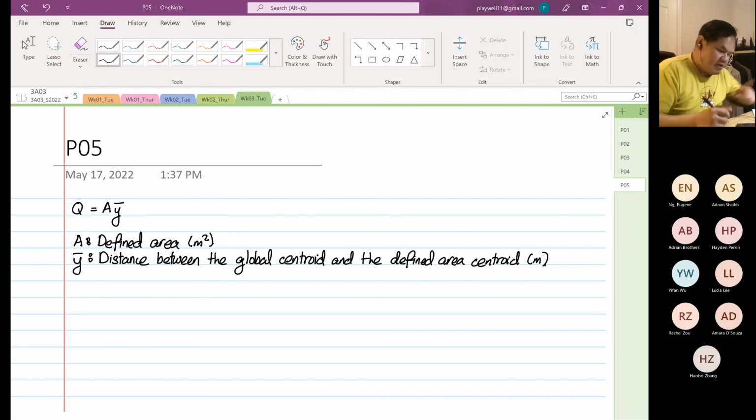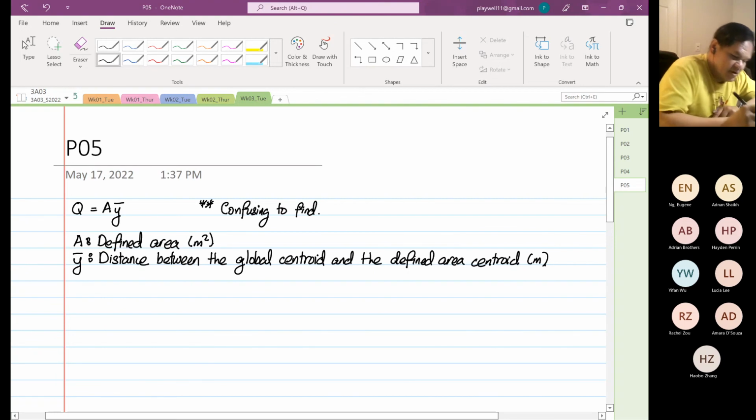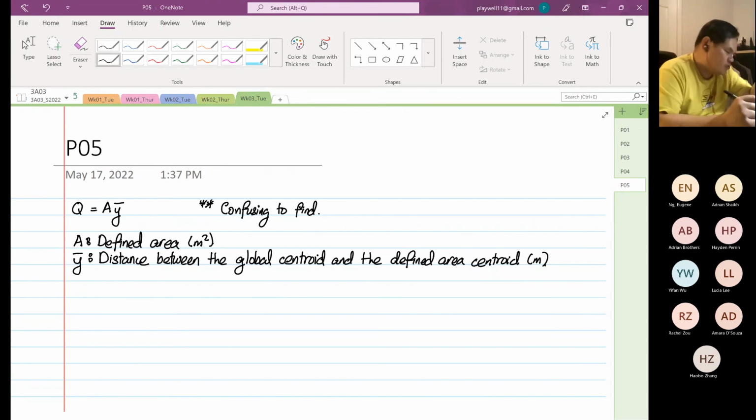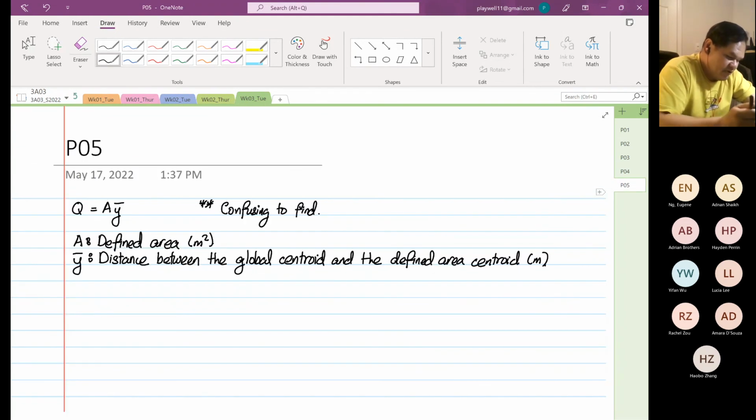The next formula, now I want you all to take note. This is confusing to find, and a lot of times students have problems. It's always the first moment of area. So that's one major formula, which is q is equal to VQ over I, and Q is the first moment of area.